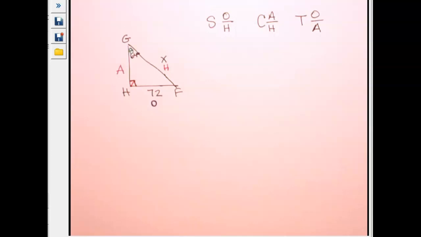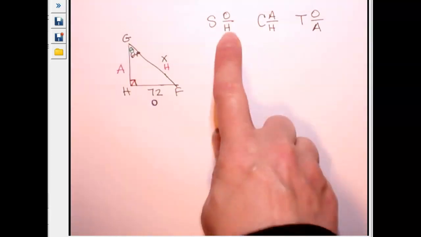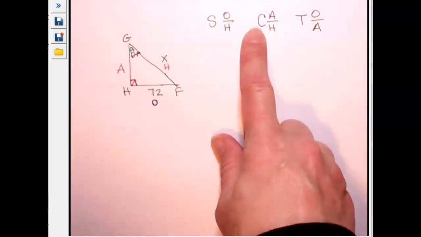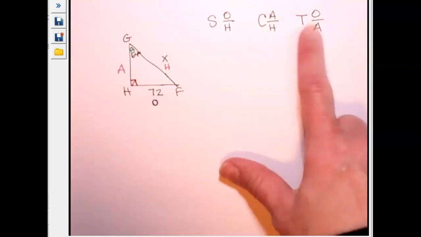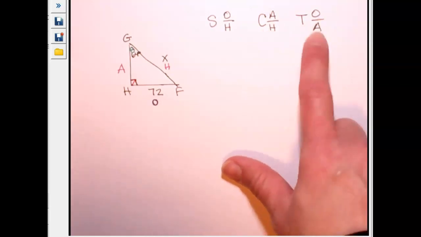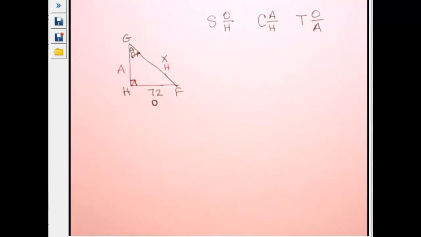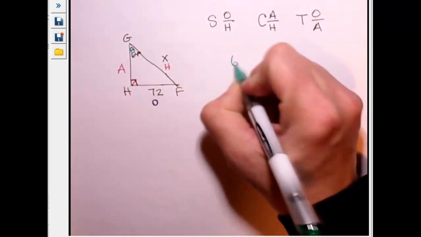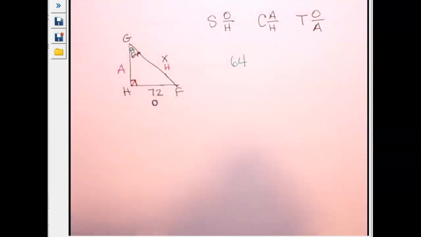Okay, so also remember that your trig functions are represented by SOHCAHTOA. Okay, so the S stands for sine, O is opposite, H is hypotenuse, C is cosine, adjacent over hypotenuse, and T is tangent, and that's opposite over adjacent. So theta is always going to go with your trig function. Okay, so in this case, what we're talking about is 64. 64 is going to be our theta.